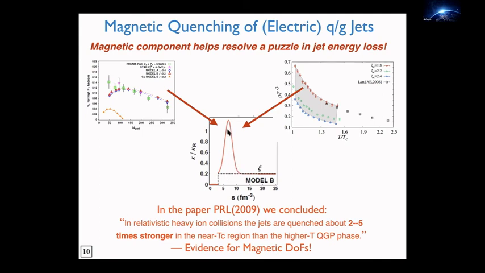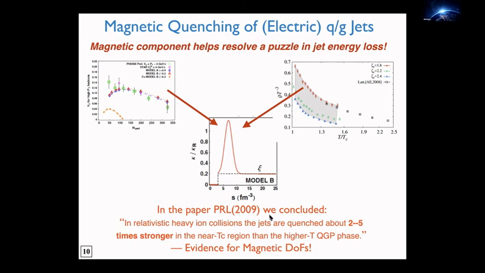And we can vary the bump up and down. What you see is that what you need is about, I think, 2 to 5 times stronger kappa in this region if you want to really explain that V2 data quantitatively from PHENIX at the time. So that was 2008, 2009. So basically we concluded from that paper that jets are quenched about 2 to 5 times stronger in the near TC region, okay? And that we believe should be an interesting evidence, or at least a hint, for magnetic degrees of freedom.